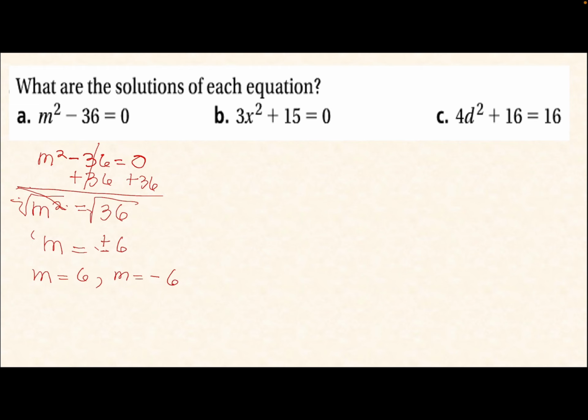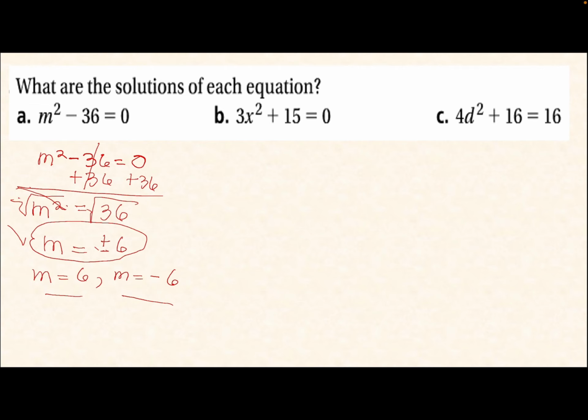If you are going to give your answer in this form, that is correct. I am just separating it in order for you to understand that there are two solutions of the given quadratic equation. Okay? So how about here? Letter B.